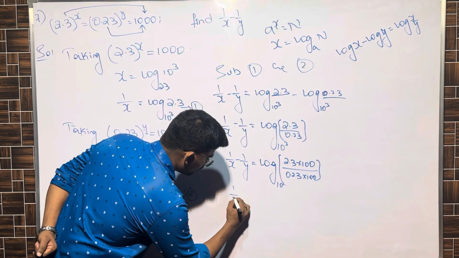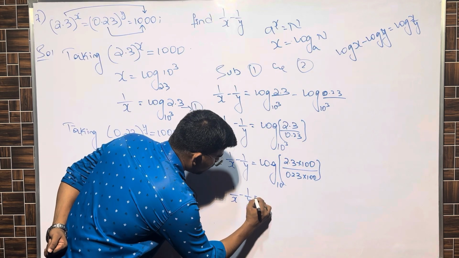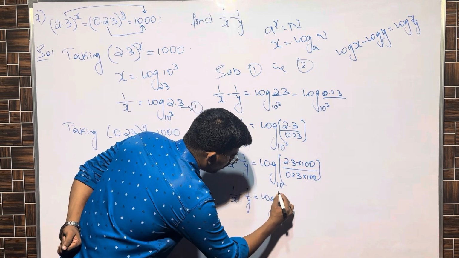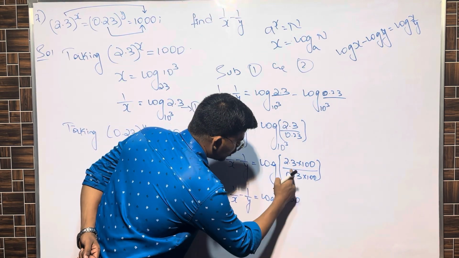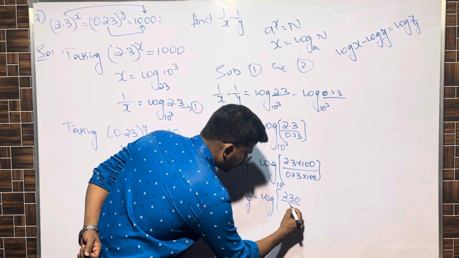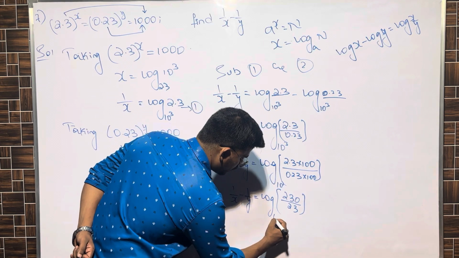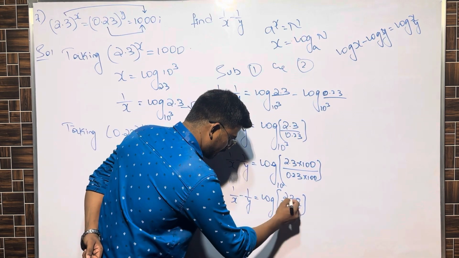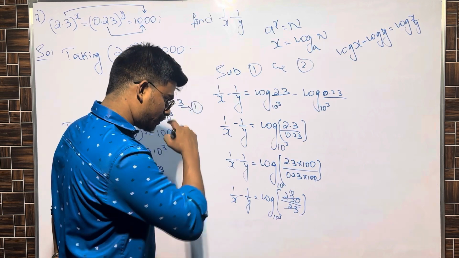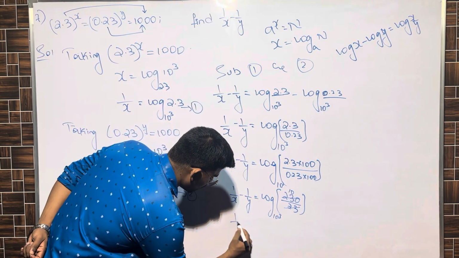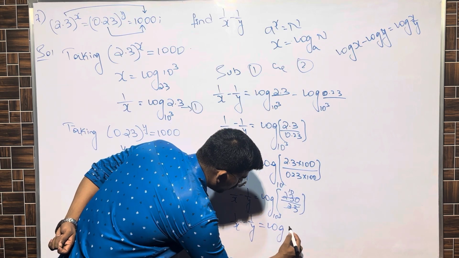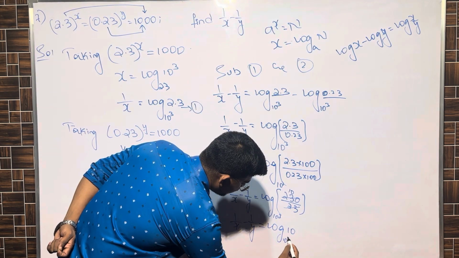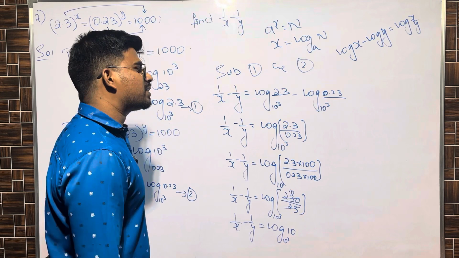So it will become 1 by x minus 1 by y is equal to log 230 by 23, since 2.3 into 100 is 230, to the base 10 cube. 23 ones are 23 tens. So it is 1 by x minus 1 by y is equal to log 10 to the base 10 cube.